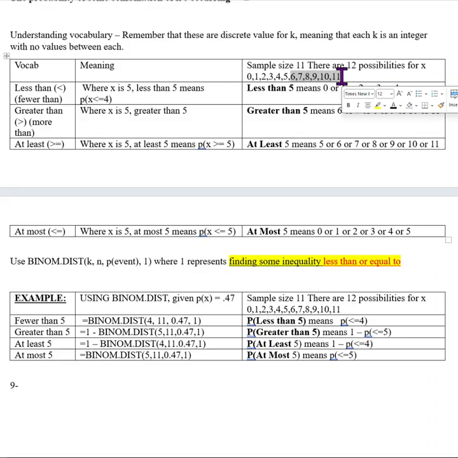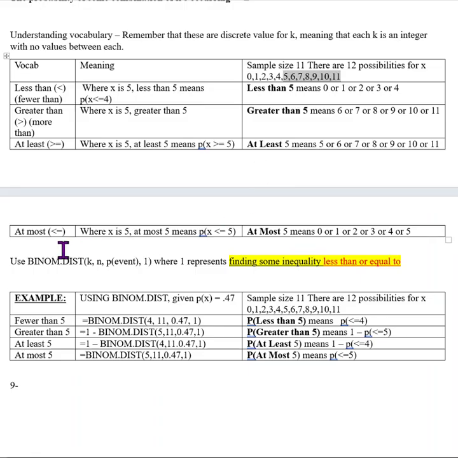Now we get to the more complicated ones, which are at least. When I say at least 5 won, and I'm going to use 5 again as my number, that means that 5 or 6 tickets won, or 7 tickets won, or 8, all the way up to 11. One of those options occurred. That's what we call cumulative. Keep in mind that you understand what that means.